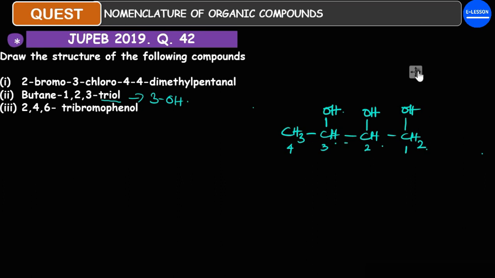Alright, so let us write for the next one. The next one is 2,4,6-tribromophenol. So the first thing we are going to do now is to draw the structure of phenol. Phenol is something like this. Then it has all these, and then of course you have the OH group here.